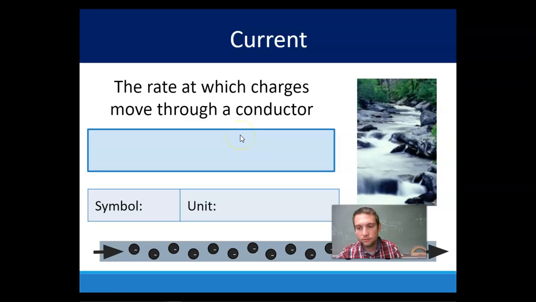Current: the rate at which charges move through a conductor. You can think about current as the water in a river that's flowing. The water is the flow. Current is the flow of the charges. Water flows because there's a difference in elevation, right? Current flows because there's a difference in potential, which we're going to get into.